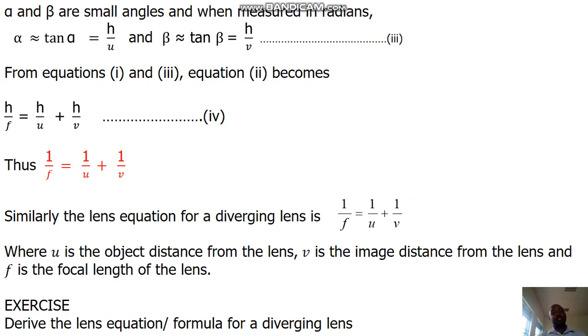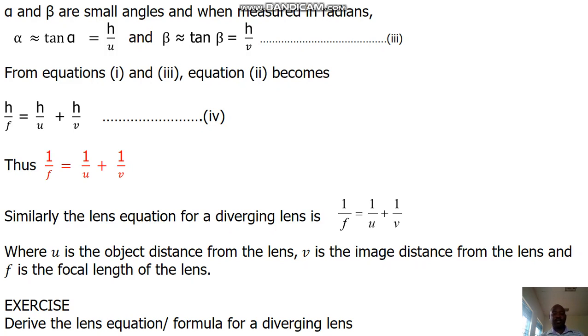Alpha and beta are small angles, and when measured in radians, alpha is approximately equal to tan alpha, which is equal to h over u, and beta is approximately equal to tan beta, which is h over v. From equations 1 and 3, equation 2 becomes h over f equals h over u plus h over v. Since h is common, we can divide it out to get 1 over f equals 1 over u plus 1 over v, which is the lens equation or the lens formula.